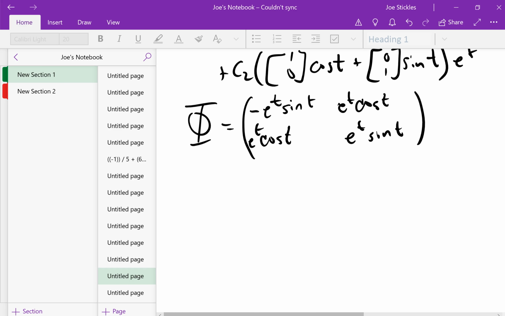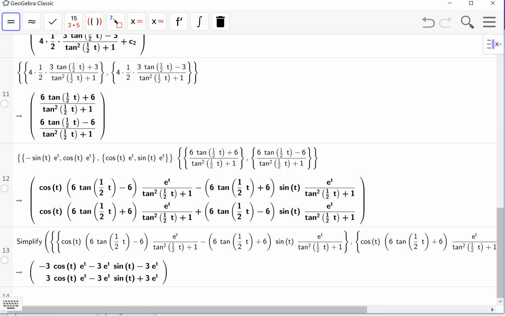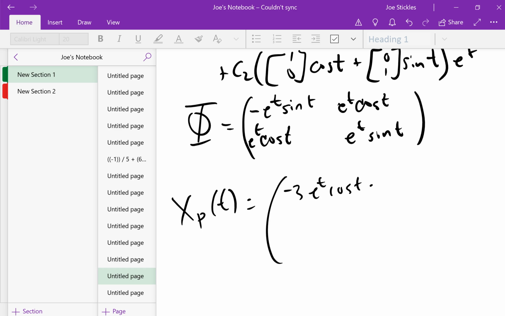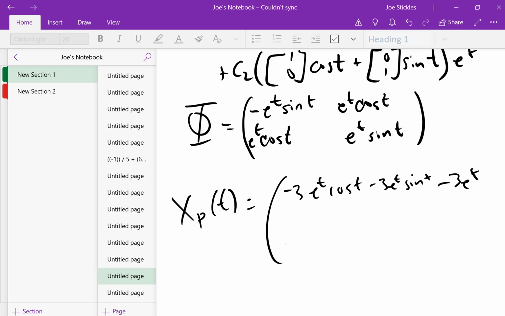So we'll have our x_p of t is, negative 3 e to the t cosine t minus 3 e to the t sine t plus minus 3 e to the t. And something that looks similar in the second component: 3e to the t cosine t minus 3e to the t sine t plus 3e to the t.